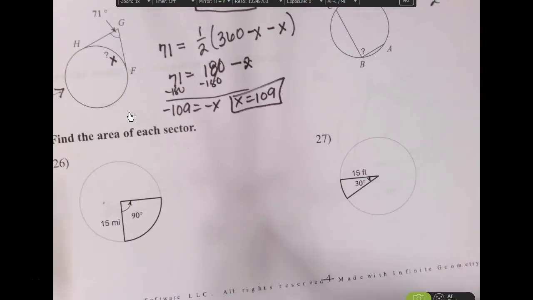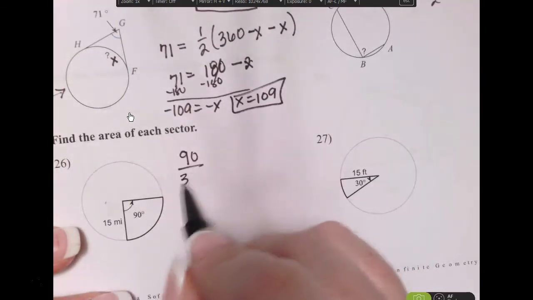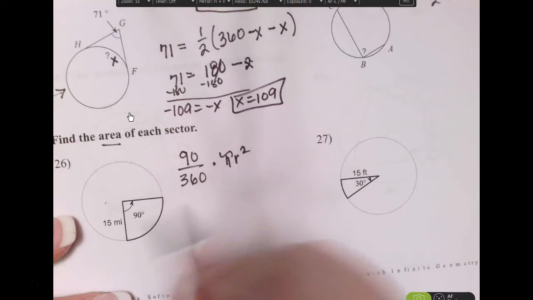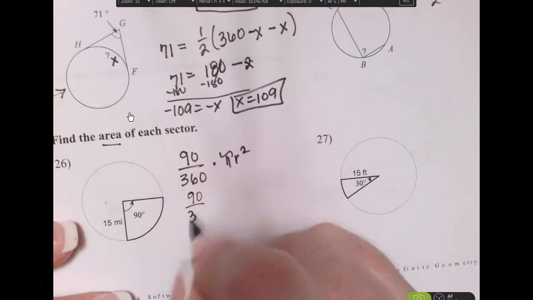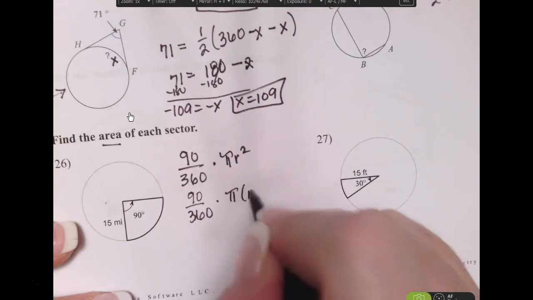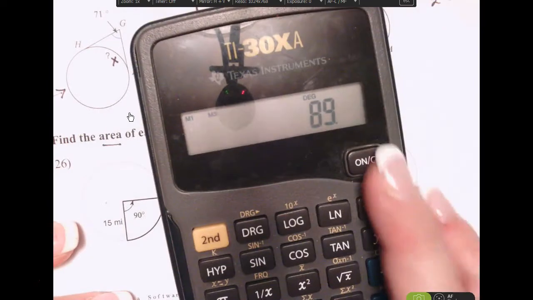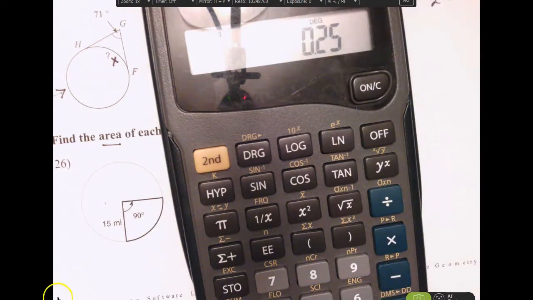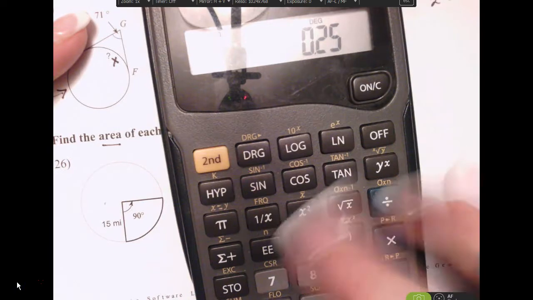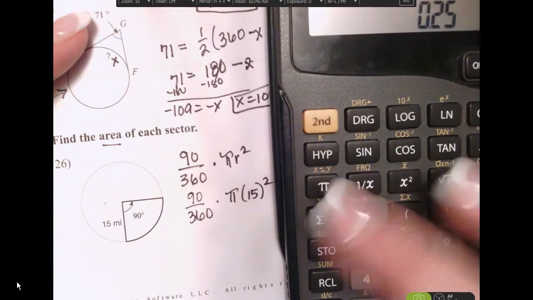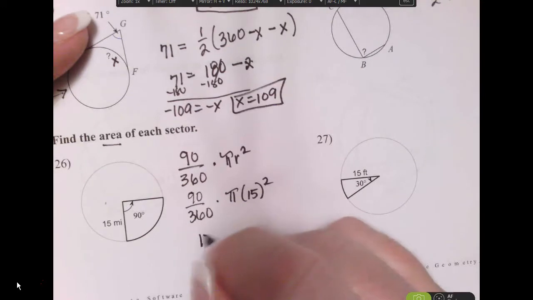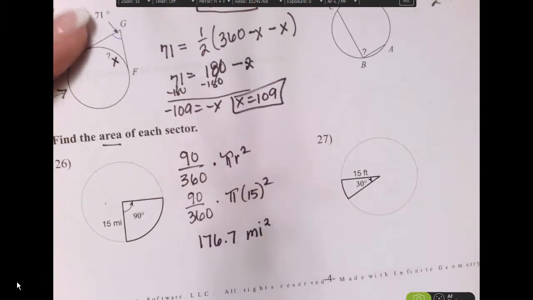Next section is to find the sector area, which we kind of studied at the beginning. But we have a formula for that. We just take our angle out of 360, and since we're doing area, we want to use pi r squared. The radius in this case is 15. So now I can plug in 90 out of 360. Then I'll multiply that times pi times 15 squared. 176.7. And that's miles squared, or square miles.